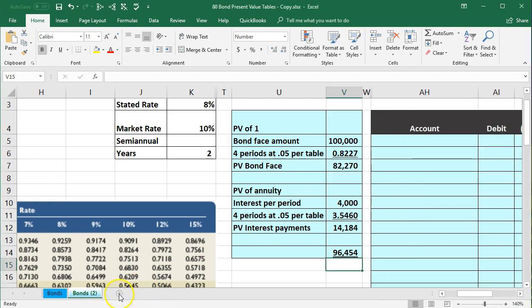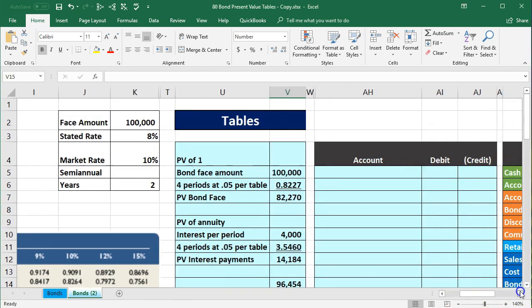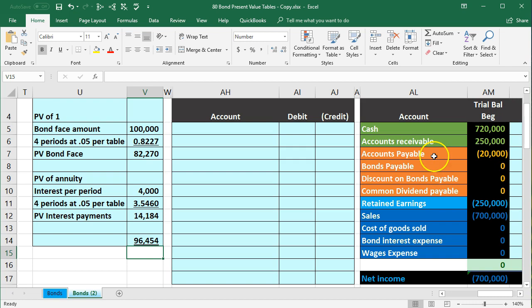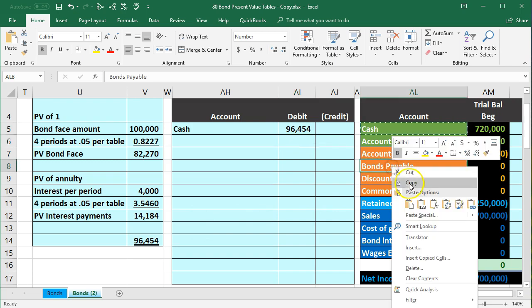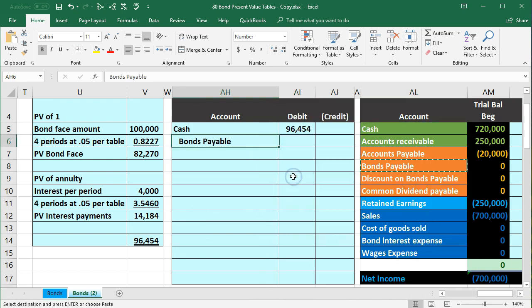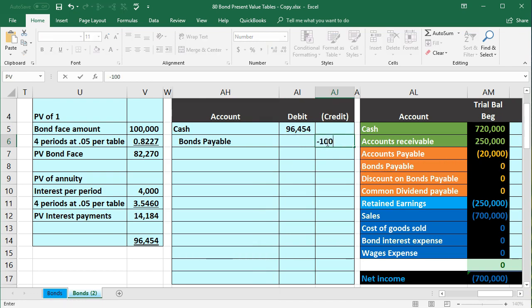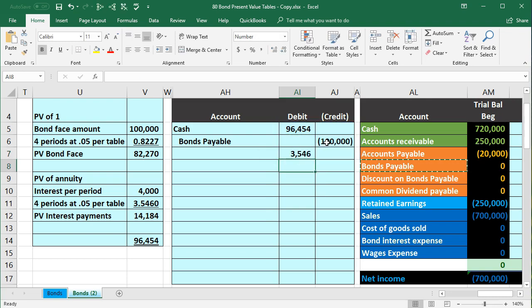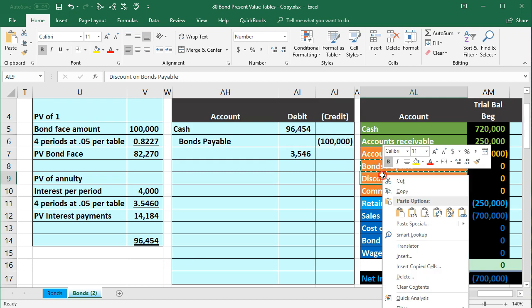So what does this mean in terms of recording it? Well, if we were to record this then, is cash affected? If we were to issue a bond, yeah, it's going to go up. So cash is going to go up. And it's only going to go up, however, for the 96,454, even though we're issuing a bond, the payable, the loan amount kind of, the liability that we're going to pay at the end of 4 time periods, 2 years, is 100,000. And the difference then, of course, is going to be the discount, which I'll do with our plug formula, negative sum. And that's going to be the 3,546, and that's going to be the discount.